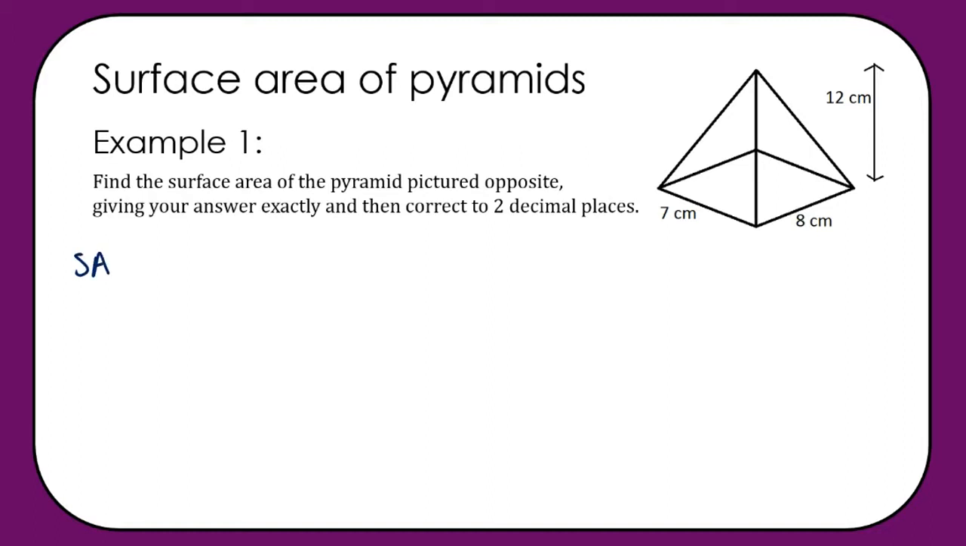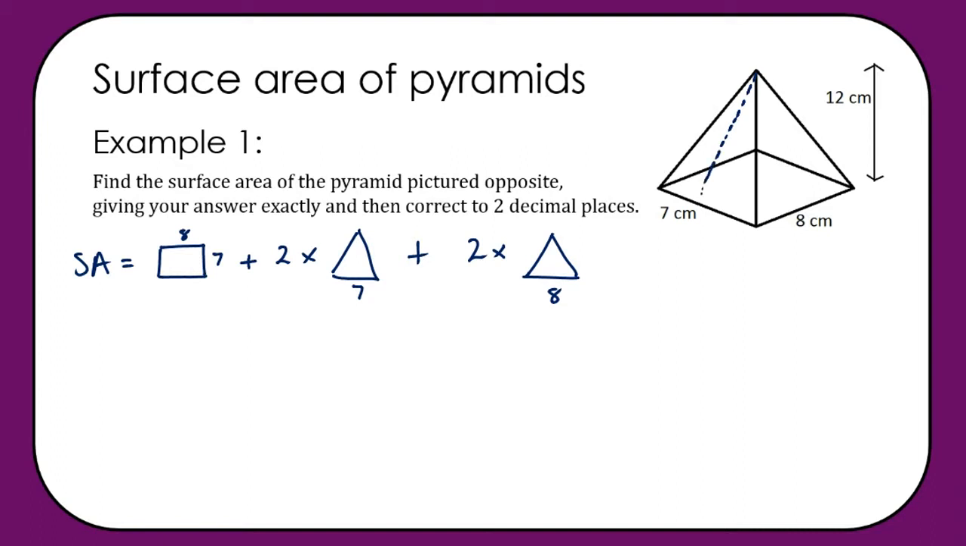So our surface area here is going to require us to add together the rectangle, which will be 8 times 7, there'll be two triangles that have a base of 7, and there'll be two triangles that have a base of 8. Now obviously we're going to need to know the heights of those two triangles. So that is this length along the side with the triangle with base 7, and also this length along here with the triangle with base 8.